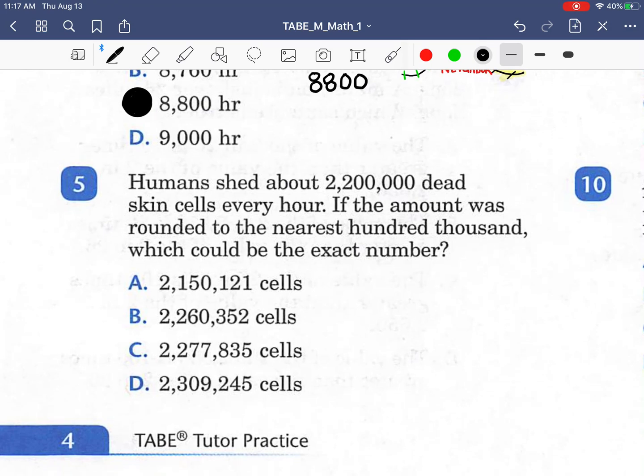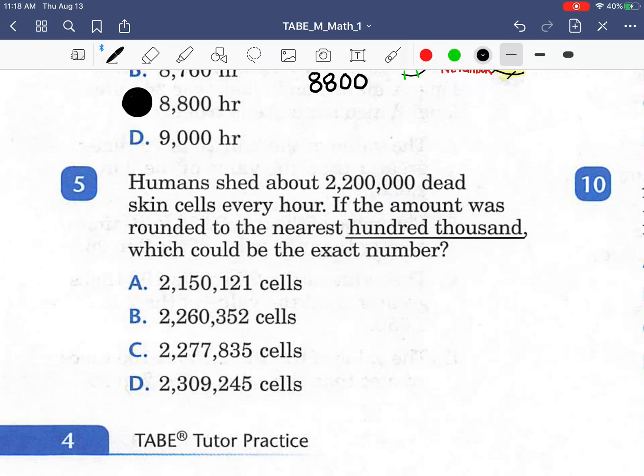Number 5. Humans shed about 2,200,000 dead skin cells every hour. If the amount was rounded to the nearest 100,000, which could be the exact number of cells? So the place that we're looking for is the 100,000 place, and we have to do this 4 times. So we have 2,150,121, and here is the 100. Let me do that again.